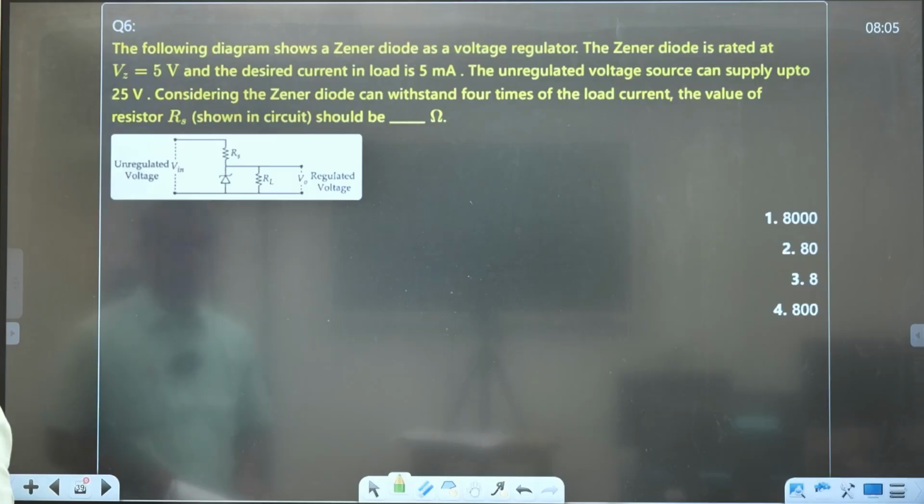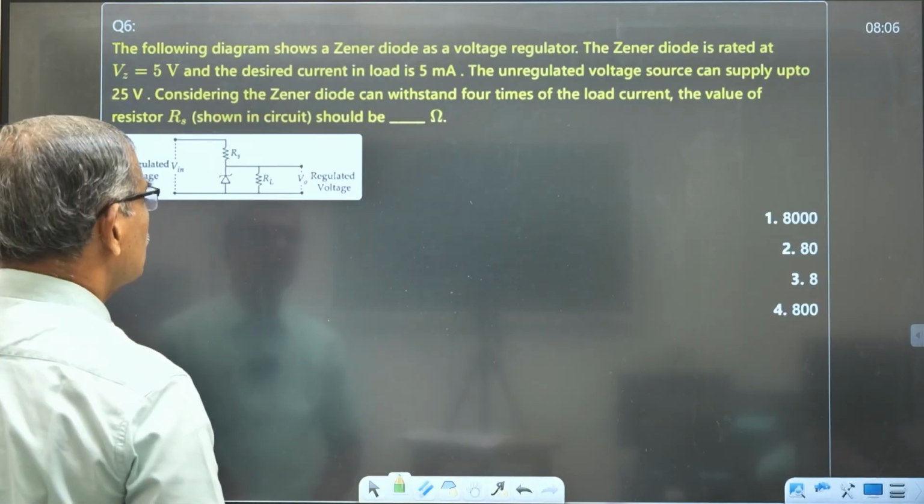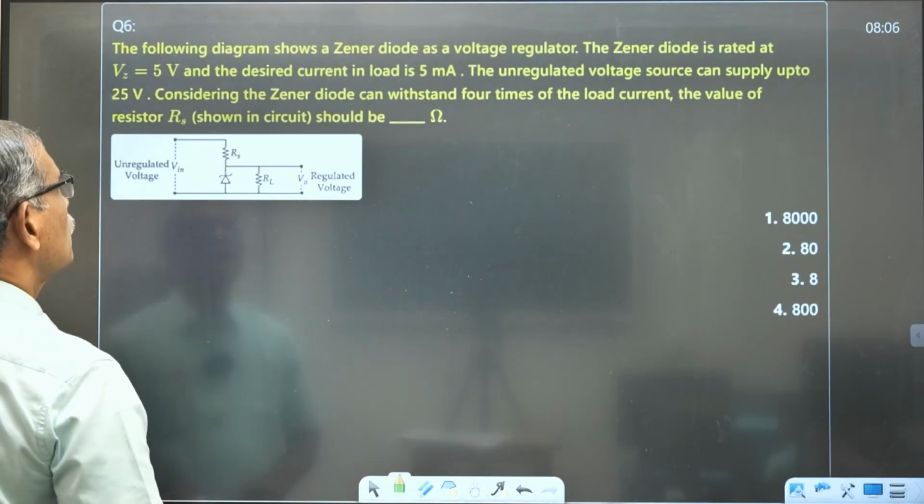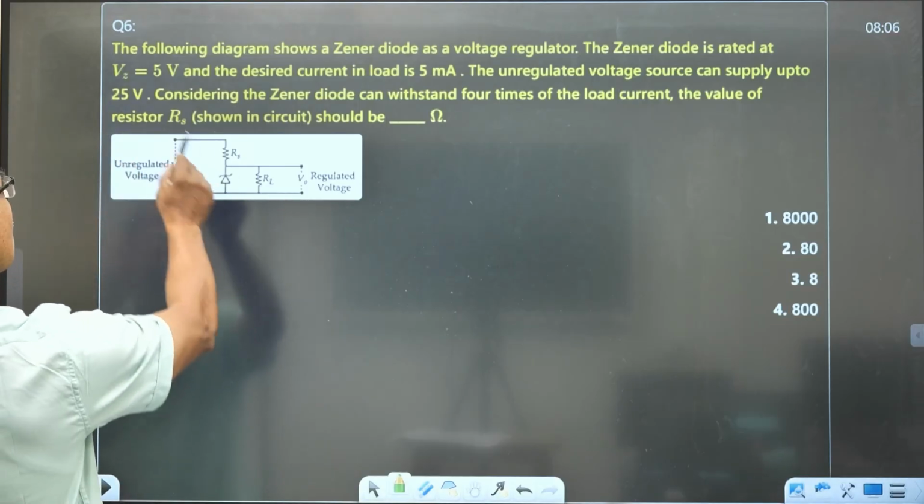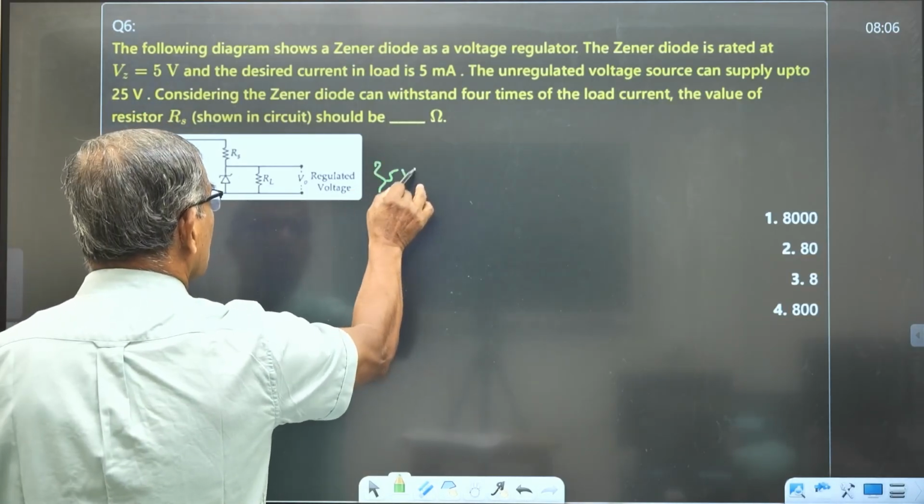The following diagram has Zener diodes as voltage regulators, and our diode is rated at 5 volt, and the desired current in the load is equal to 5 milliampere. The unregulated voltage source can supply up to 25 volt. Consider the Zener diode can withstand 4 times the load current. Find the value of resistor RS. Similar problem that we did, with a slight modification. Okay. Now the Zener voltage is given. That is the output voltage, 5 volt.